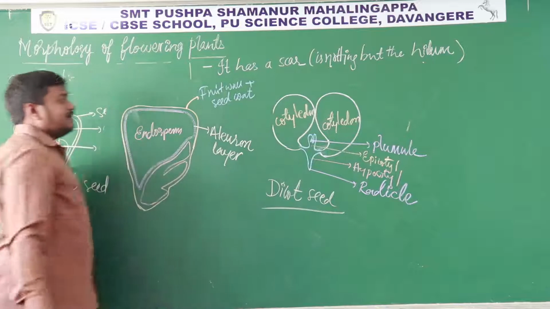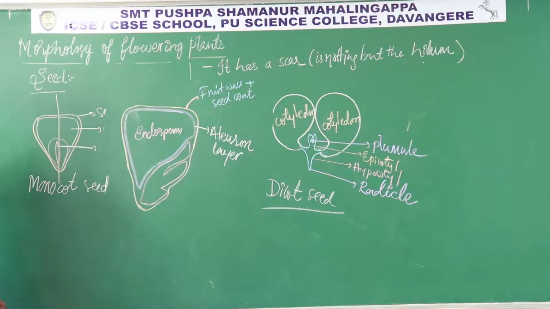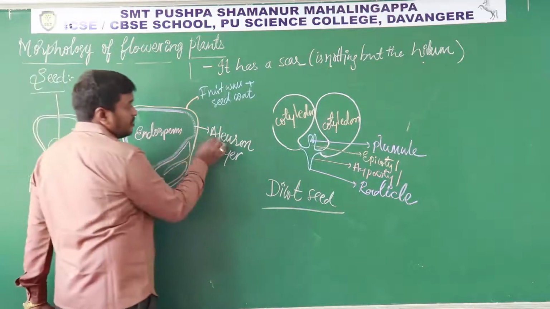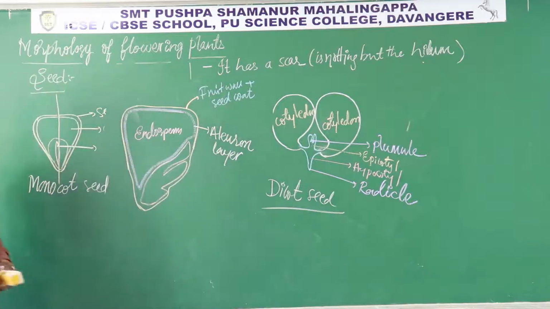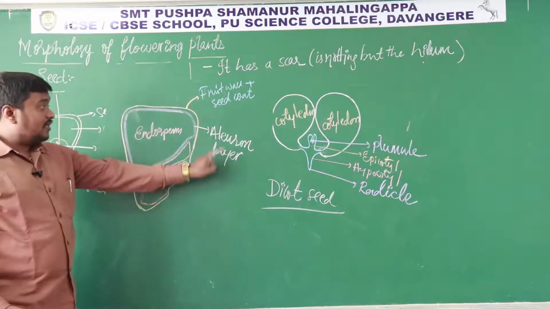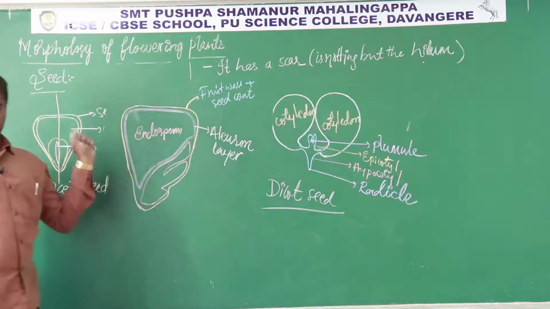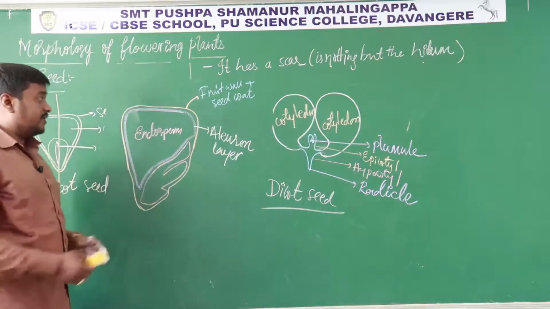This aleurone layer is rich with protein. Okay, so protein layer, aleurone means protein. Aleurone layer is the outermost wall of endosperm. Okay, it consists of protein.